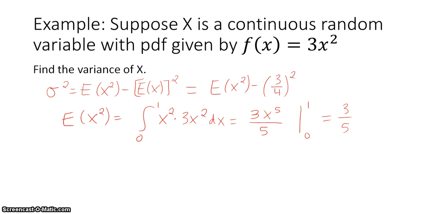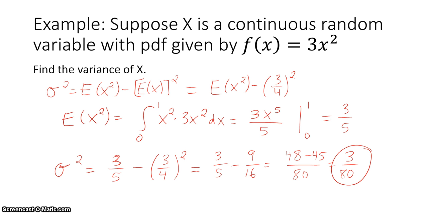This gives us 3x to the 5th over 5. We're going to evaluate at 1 and 0, subtract, and it gives us 3/5. Now to find the variance, we're going to take that expected value of x squared, which is 3/5, and subtract our mean squared. So we've got 3/5 minus 3/4 squared. And if we do some simplification, you can see that our variance is 3/80.